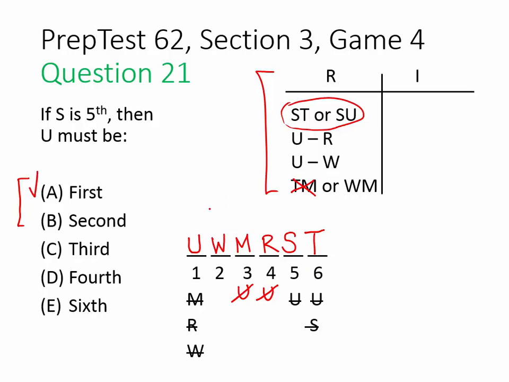What if we placed U in the second spot? So we have U, S, and T. We need a spot for W and M, so they better go right there, and that forces R into the first spot, which is not allowed. That doesn't work, and that is why U cannot go in the second spot, nor the third, the fourth, or the sixth for reasons we already described. A is our answer.